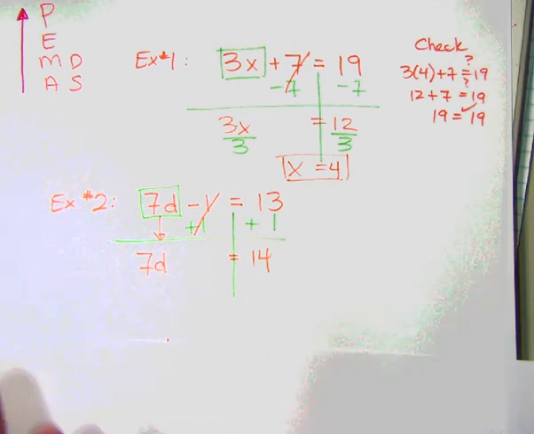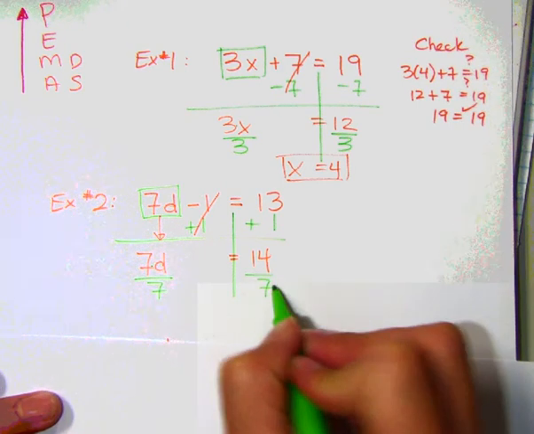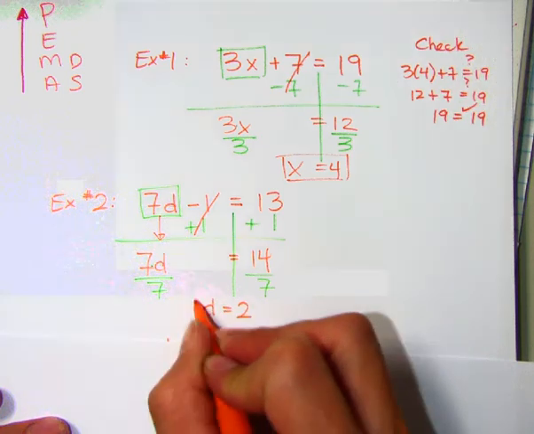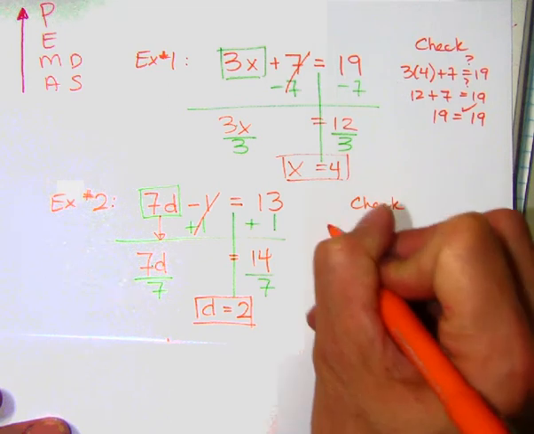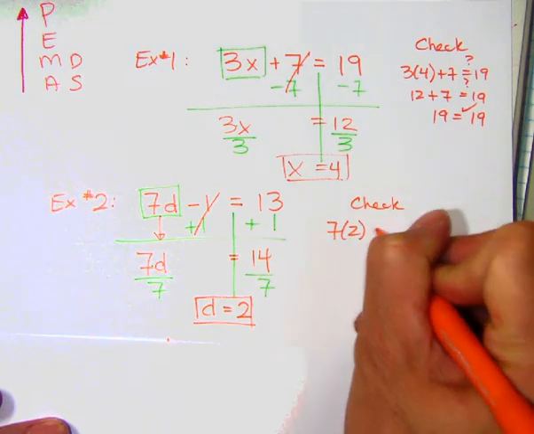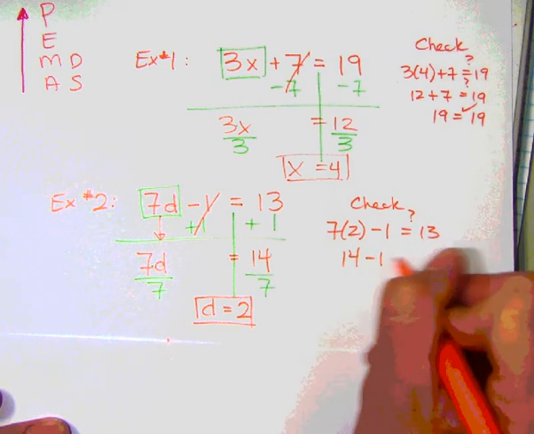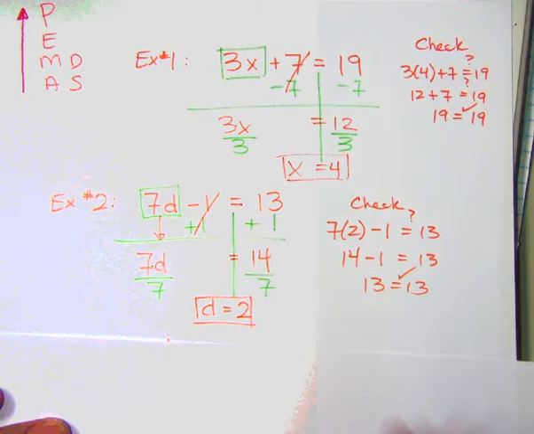All right, so now 7 times d means I'm going to do the inverse operation, which is to divide by 7. And then I can see that d is equal to 2. All right, so now I'm going to check my work. 7 times 2 minus 1, will that equal 13? Let's see. 14 minus 1, does that equal 13? Yes, it does. 13 equals 13. So I checked my work.